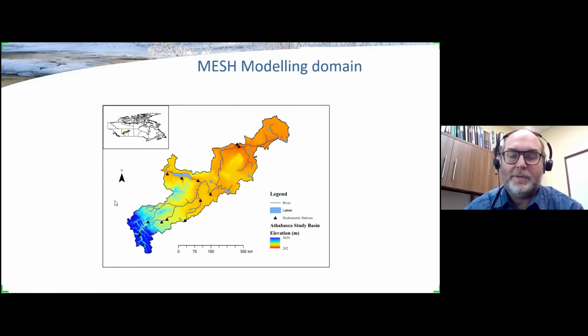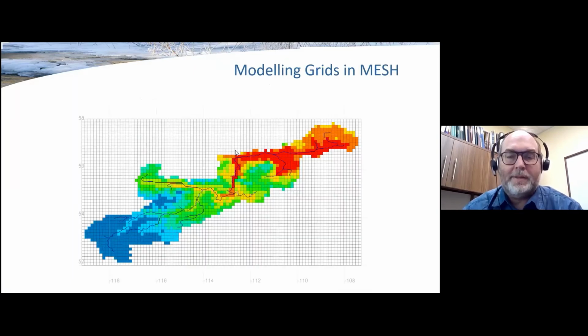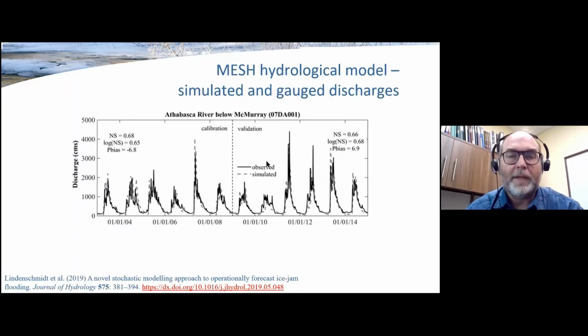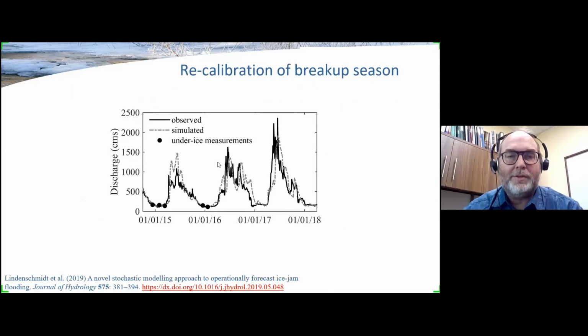So here we have a digital elevation model of that basin. The gauge at Fort McMurray is right here. This is the Clearwater here on the right, and then the left here is the Athabasca. And we see here our grids for our MESH model. We, of course, have to do calibration and validation, but we also have to do more fine-tuning of the calibration to fit it better to our winter conditions. So we did have some values for the under-ice discharges as well.